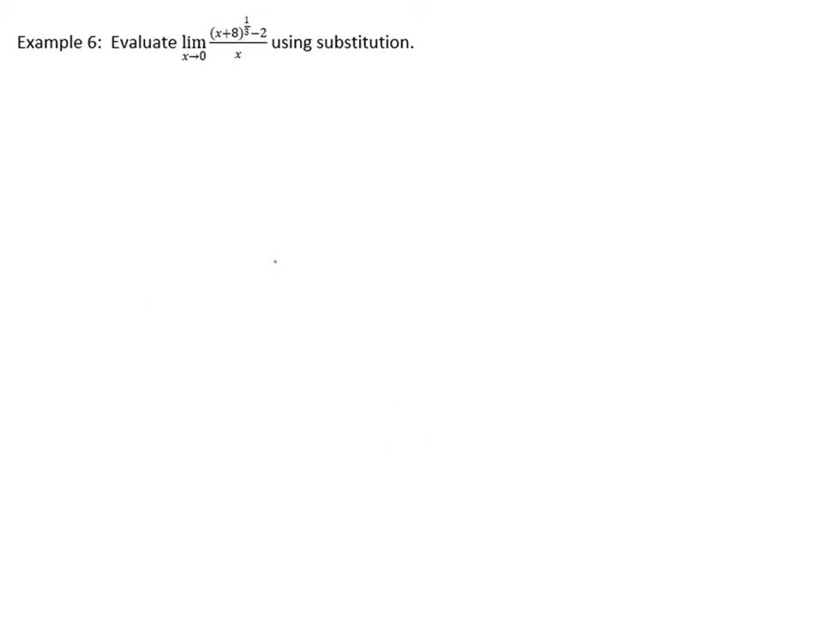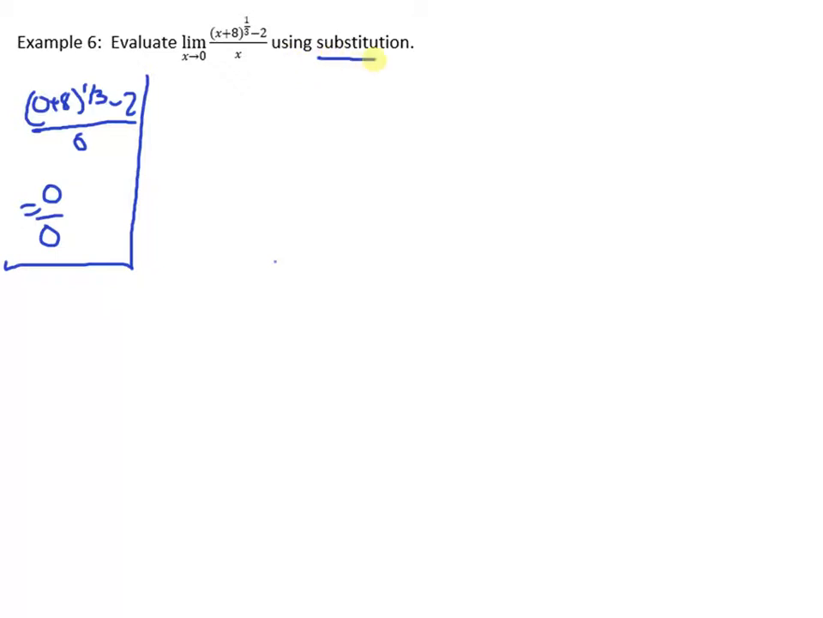All right, so example 6. Okay, the limit as x approaches 0 of this function. So if we subbed in 0, we would again get 0 over 0. This is indeterminate form. We cannot do anything with that. Therefore, we have to work with the fraction first.